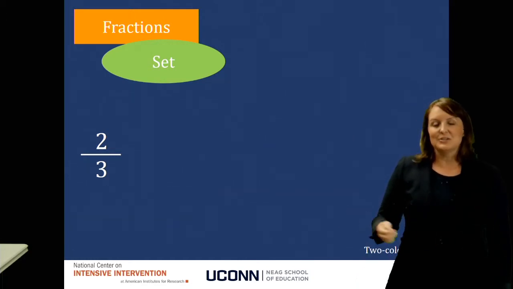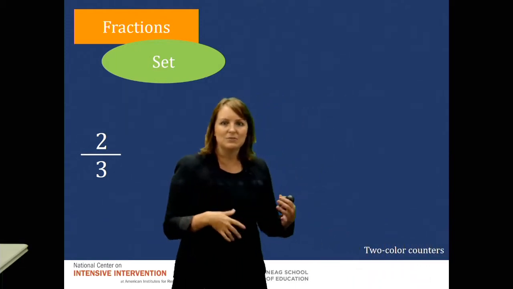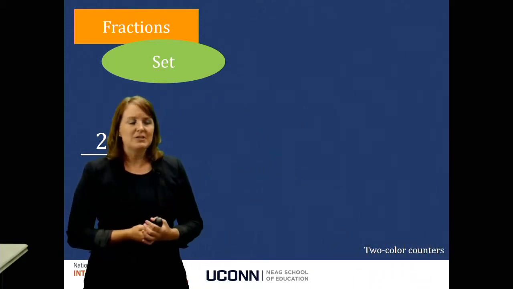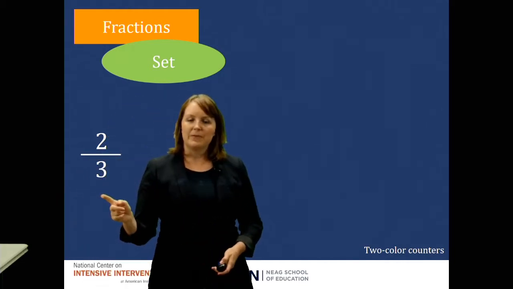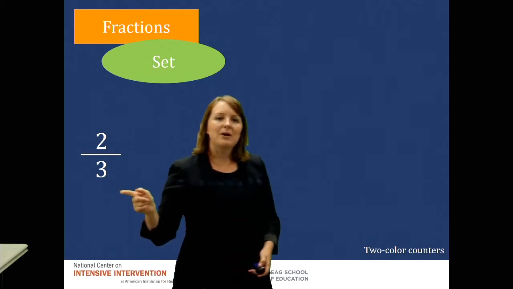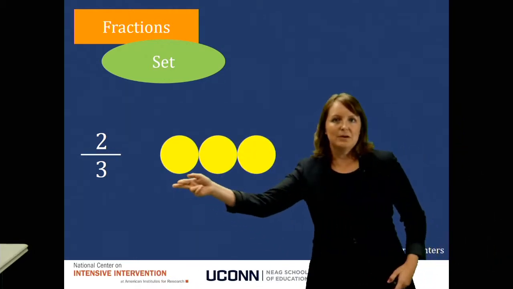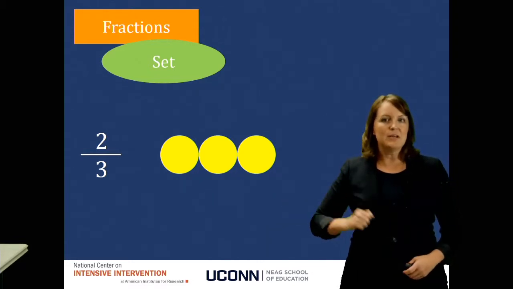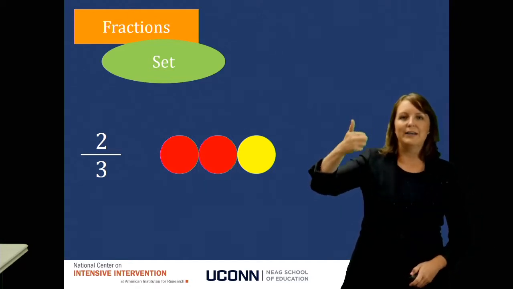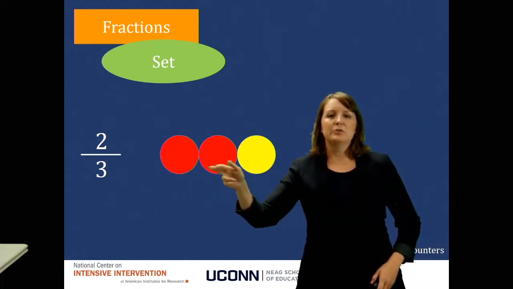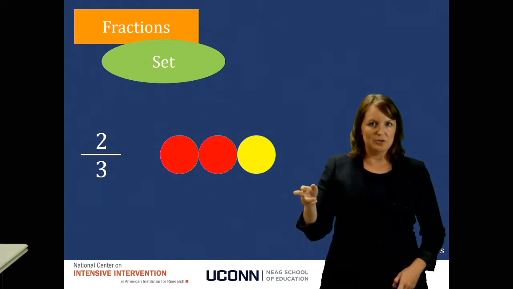I can also show this with 2 color counters. Probably some of you may have these in your classrooms. You may have used them for counting or used them for things related to positive and negative integers, but we can also use them to show the fraction 2/3. So how I use those 2 color counters is we put out 3 counters because the 3 represents the denominator, or how many are in the set. And then I would flip over those counters, 1, 2, to show that 2/3 of this set are red. So I have shown the fraction 2/3.